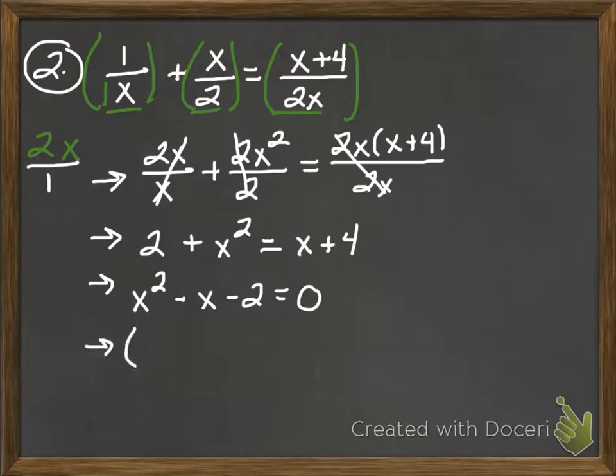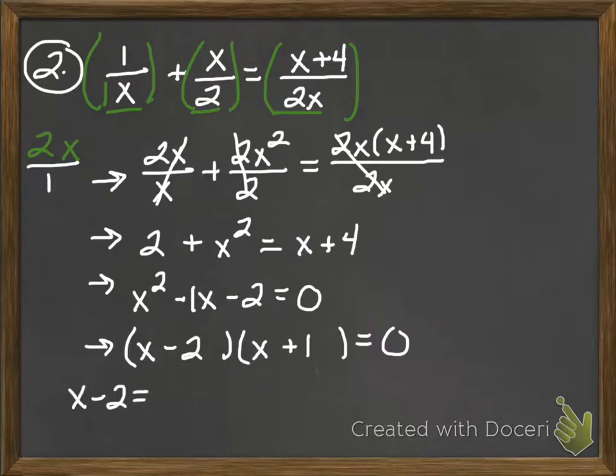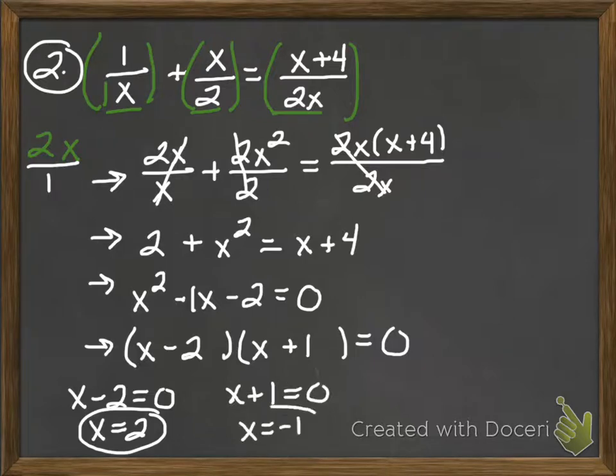All right. So now I'm going to set up my parentheses, x, x, and now I need factors of negative 2 that get me to negative 1, which is going to be minus 2 plus 1. So now I set each of these equal to 0. This one is going to give me the solution of positive 2. And this one is going to give me the solution of x equals negative 1.